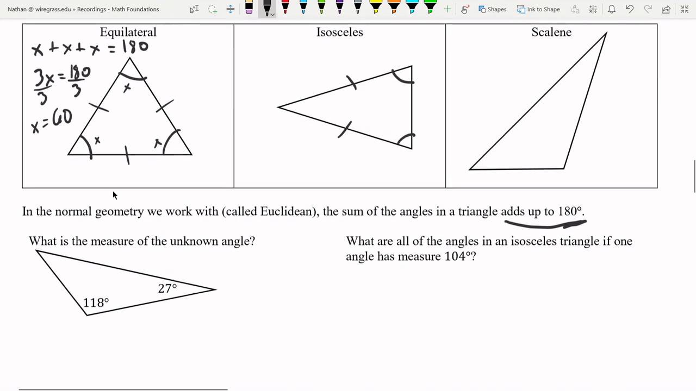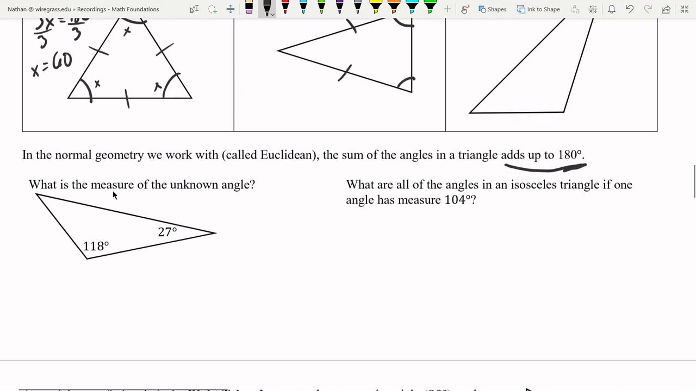Now, in general, we can solve problems like this by just looking at the unknowns. You can use whatever variable here. I've been using x, but let's use alpha here, the Greek letter alpha. And we're asking alpha plus 118 plus 27 equals 180. What value of alpha makes this equation true?